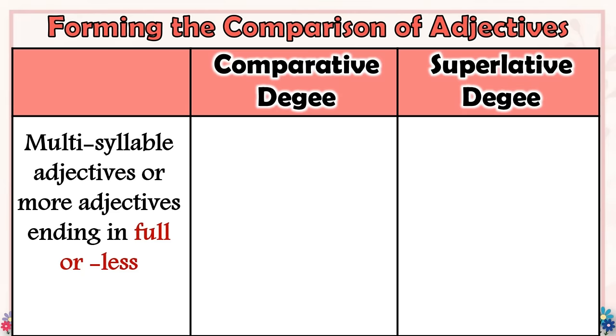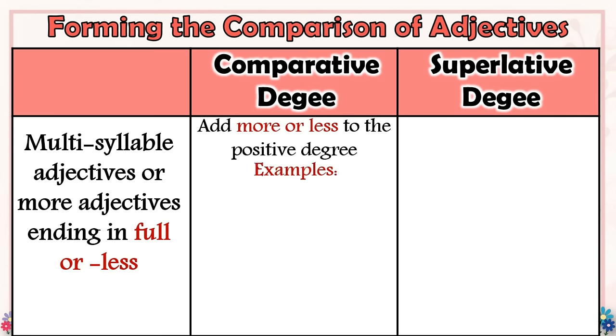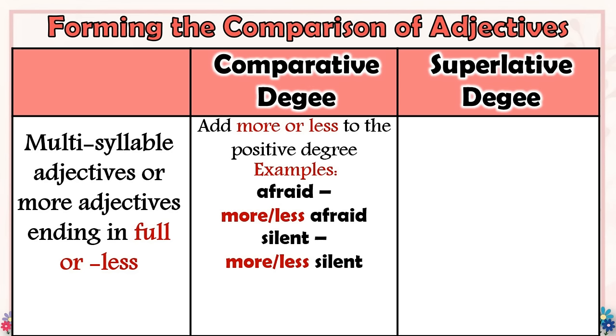In comparative degree, add more or less to the positive degree. For examples, afraid, then add more or less, so it becomes more afraid or less afraid. Another example is silent. We add more or less, so it becomes more silent or less silent. Next, talented. Add more or less, so it becomes more talented, less talented.